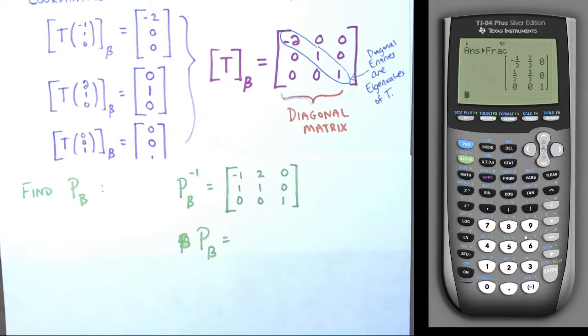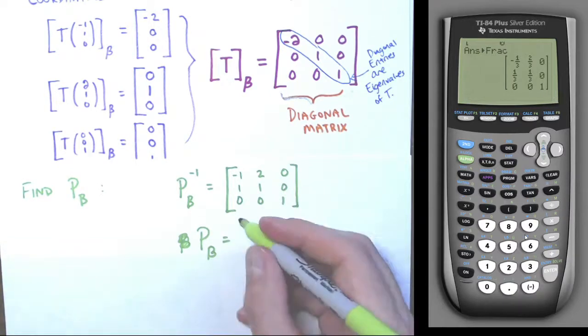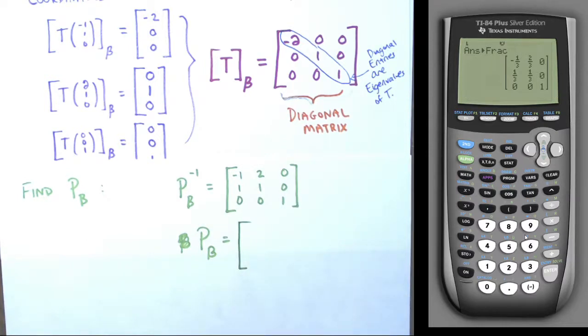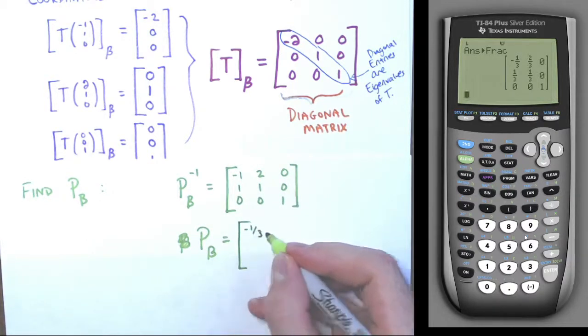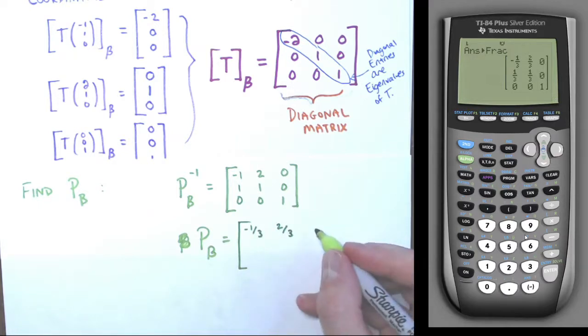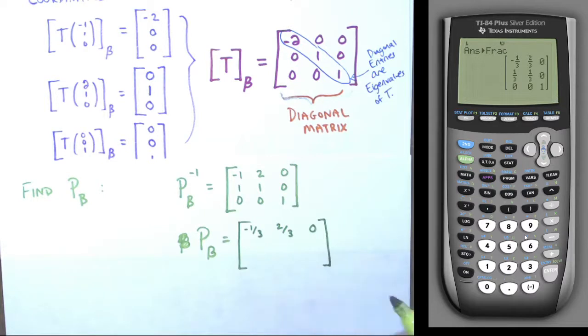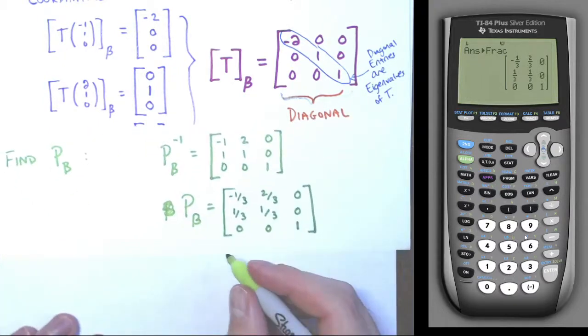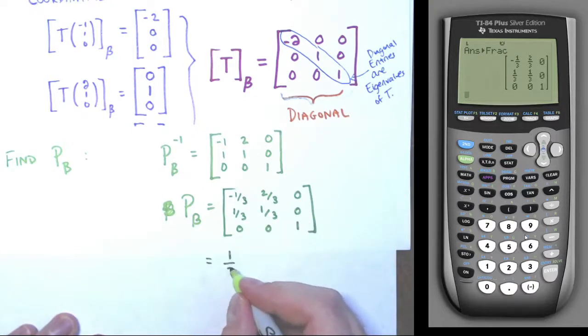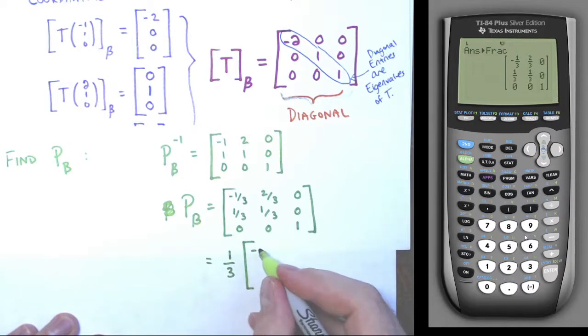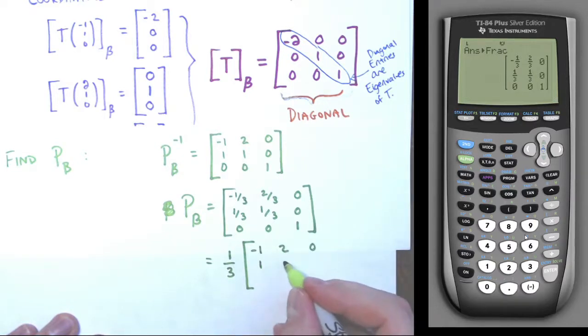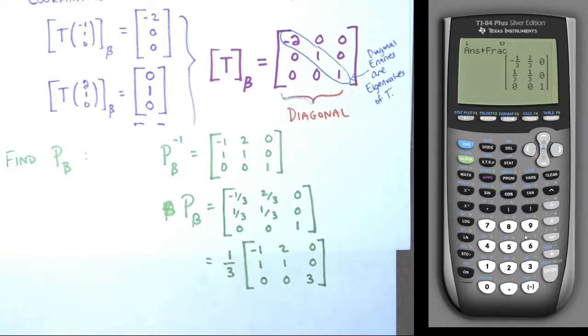So here we go. PB, this transition matrix from the standard basis of R3 to basis B, is negative 1 third, 2 thirds, 0, then 1 third, 1 third, 0, and then 0, 0, 1. Or if you'd like, notice all these thirds in here. I'm going to pull a third out of this. That'd be 1 third times the matrix negative 1, 2, 0, 1, 1, 0, and then 0, 0, 3. A third of 3 is 1. So there's PB.